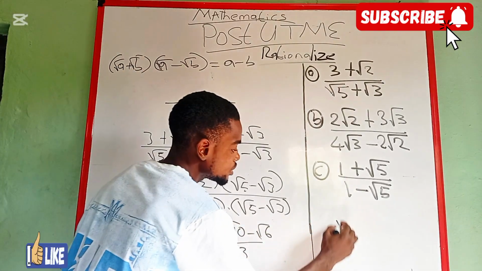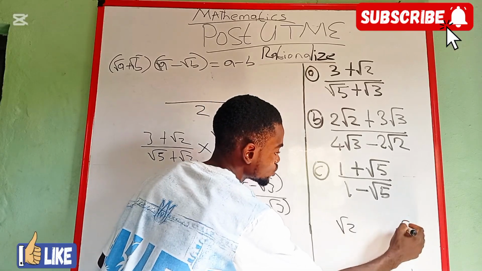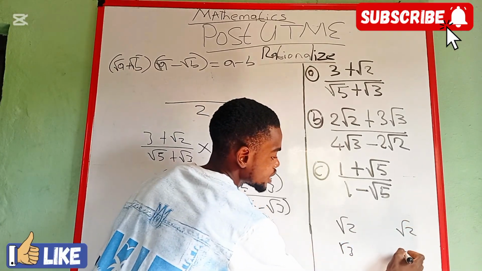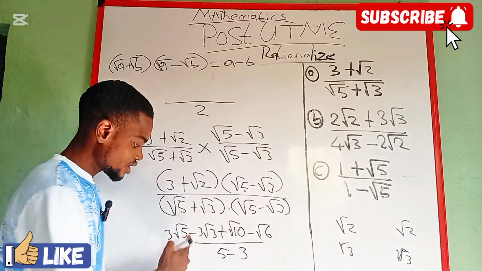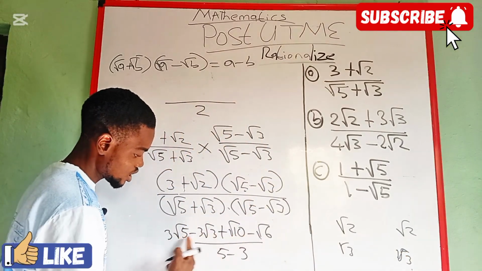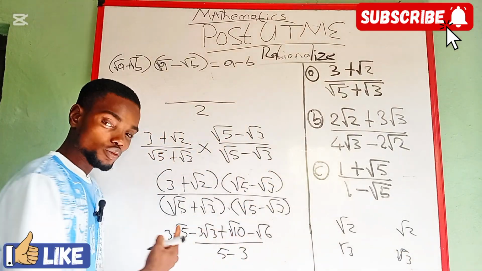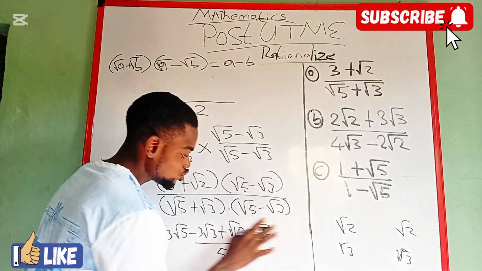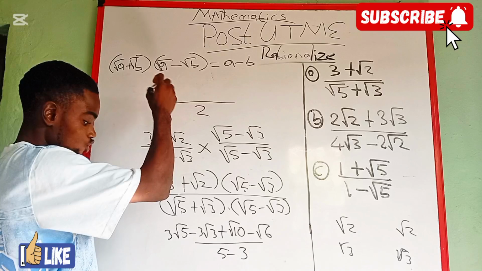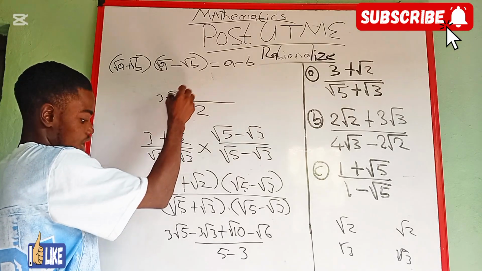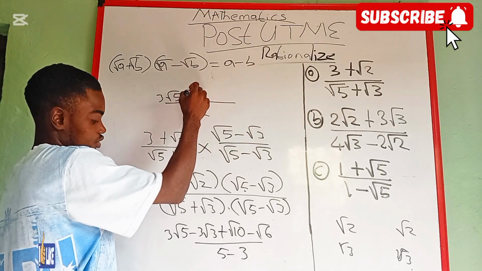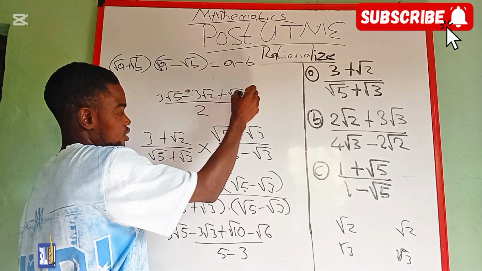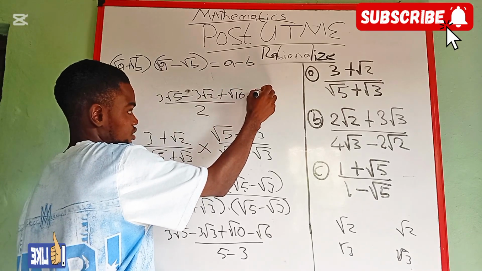Assuming I still have maybe something like root 2 here and root 2 here, I'm going to work it out together. Or root 3 here and root 3 here, I'm going to work it out. But you find out that these roots are not the same thing. None of these roots are the same thing. So because of that, we can't work anything on it. So the answer of this numerator still remains the same. So I'm going to put it here. 3 root 5 minus 3 root 2 plus root 10 minus 6.